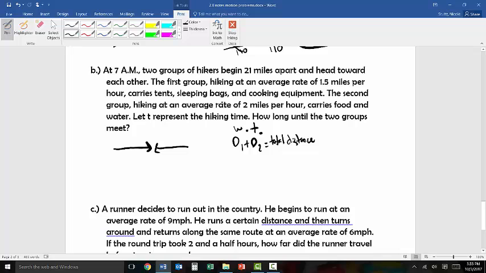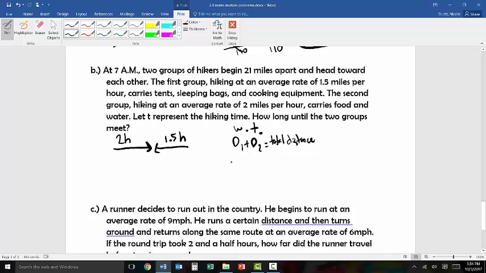All right, so it says that the first group is going 1.5 miles per hour, but it doesn't say how many hours they traveled, so I need to write H. The second group is going 2 miles per hour. And again, we don't know how long they're traveling, but we do know it's the same as the faster group because they're going to meet up. So one group will just cover more of the distance than the other.